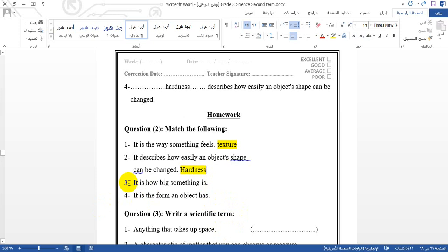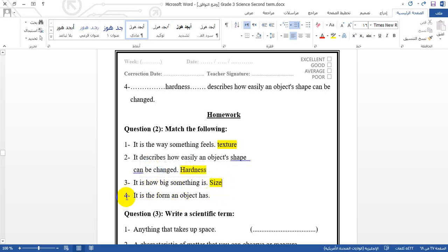Okay, what about number 3? It's how big something is. How big something is, is the size, right, guys? Here we should write size and mark it in yellow color. Size. So this definition is related to the size property.